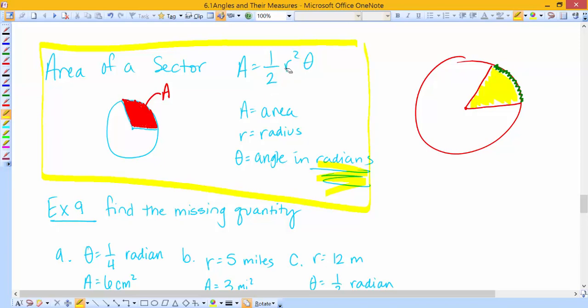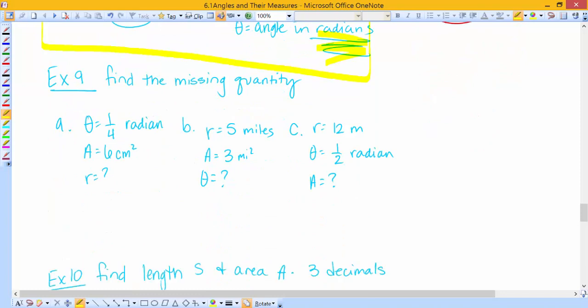So we have 1/2 r squared theta for our area. R is your radius. Theta is your angle measure. Don't forget it does need to be in radians. So let's go ahead and find the missing quantity. We're just practicing using this formula. So area equals 1/2 r squared theta. Area is 6, 1/2. R is what we're looking for, and theta is 1/4.